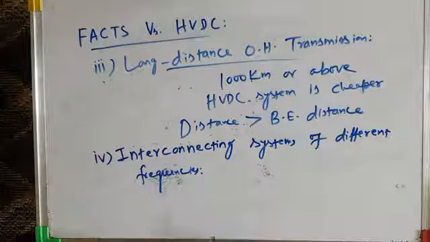For example, in Japan, part of the Japan has 50 hertz grids and rest of the Japan has 60 hertz grids. So you cannot interconnect a 50 hertz grid with a 60 hertz grid through AC tie lines. So you have to go for HVDC links. So with the help of HVDC links, you can interconnect 50 hertz grid with 60 hertz grid. That's what it is done in Japan.